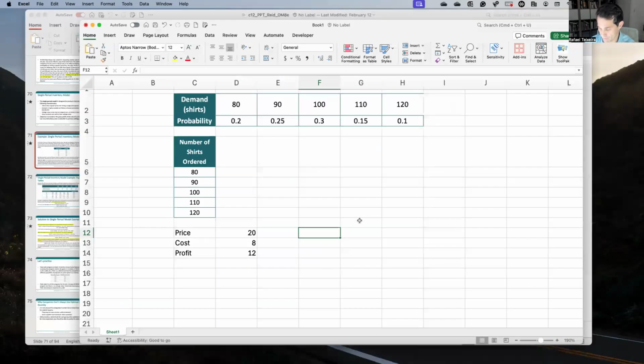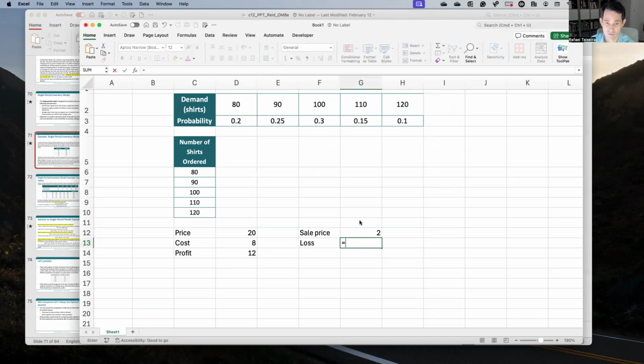So let's say the sale price is $2. So the loss is equal to my cost minus my sales price. Or to make it negative because it's a loss, it is my sales price minus the cost. Okay, so that's a negative, a loss of $6.